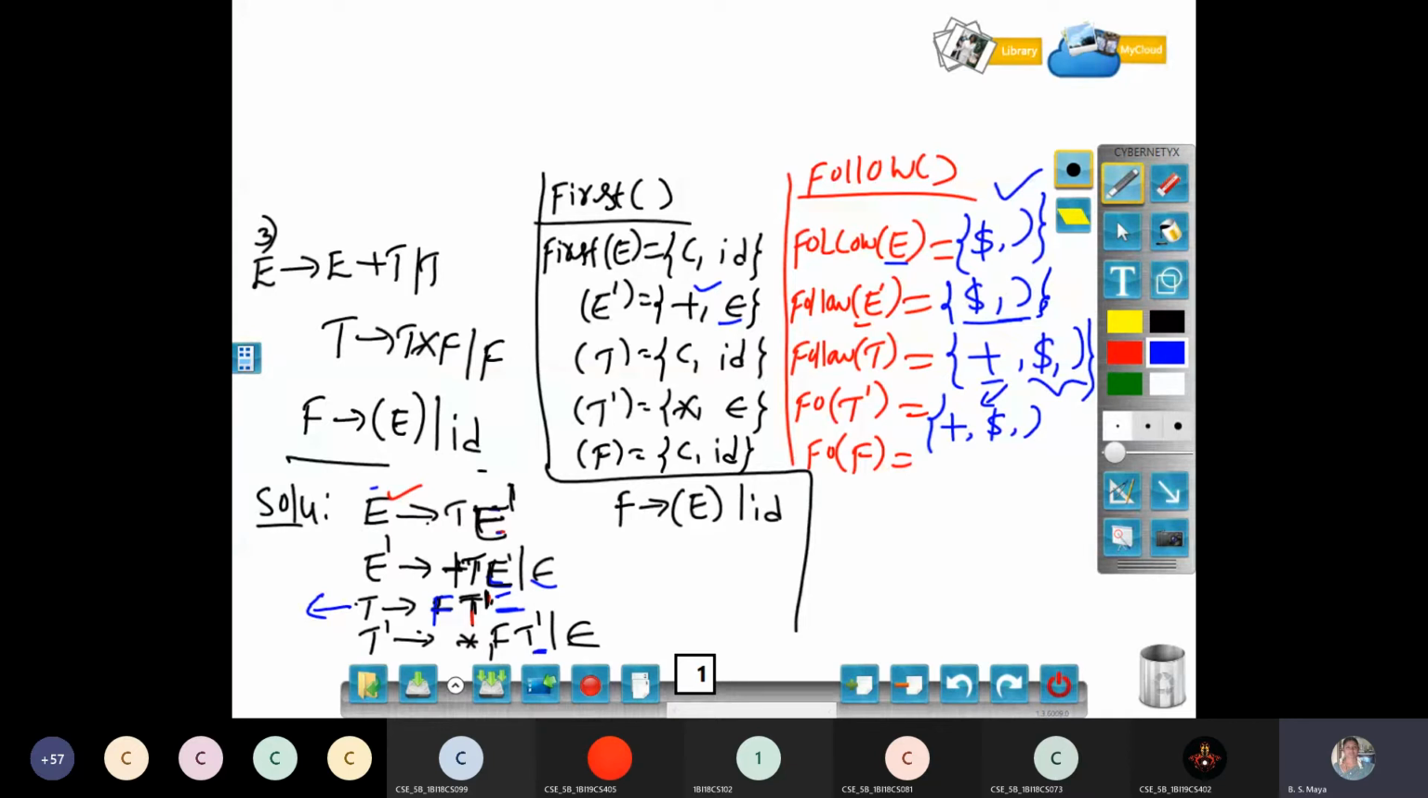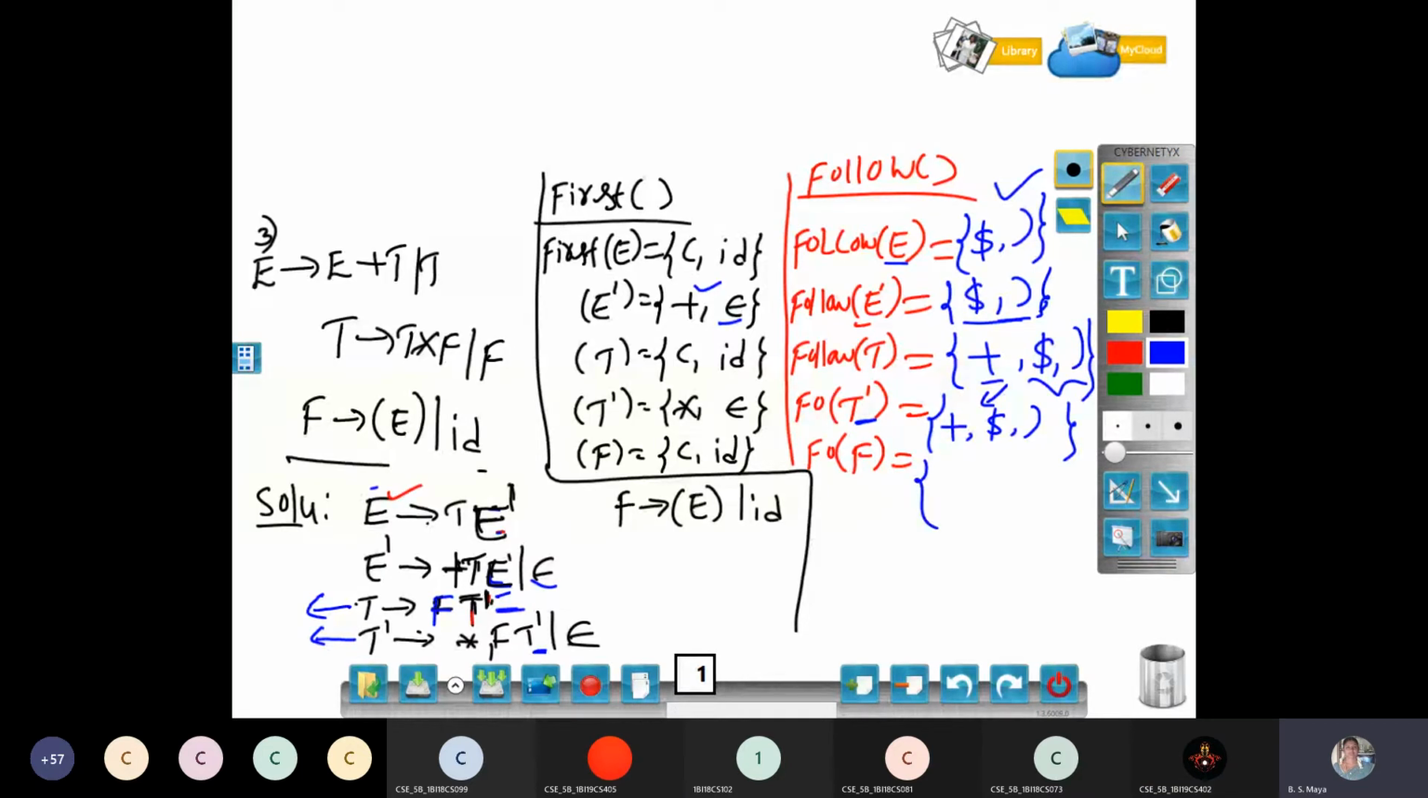In the fourth production, follow of T dash is again epsilon. Then what should be done? I am doing follow of T dash only, no? Nothing should be done. In the last production, is there any? No, ma'am. Okay, can I end here? Yes, ma'am. Let me go for the last one.